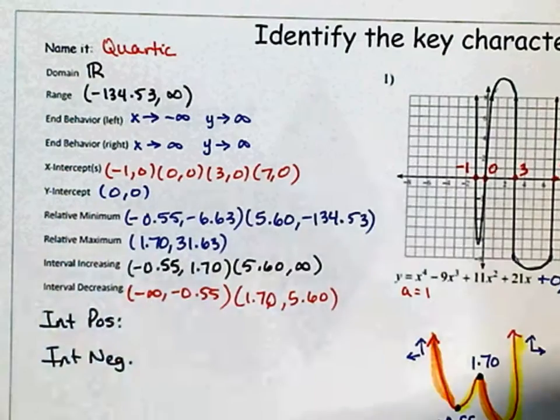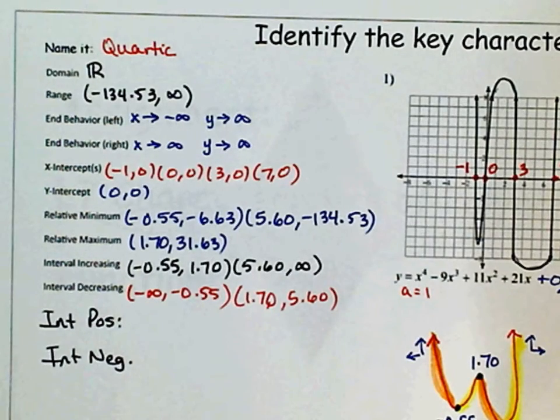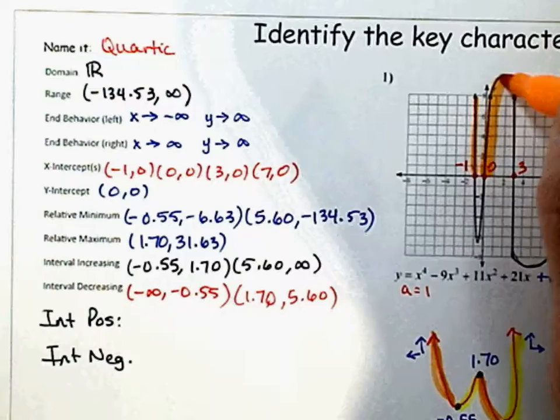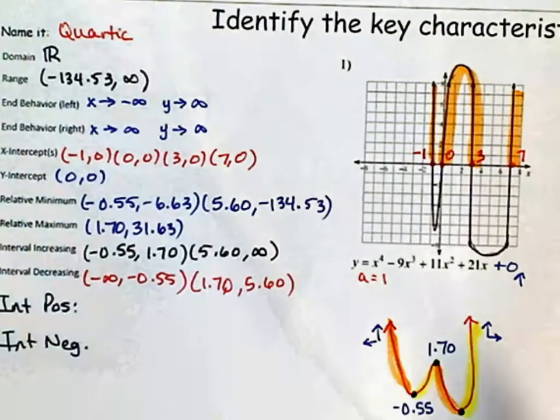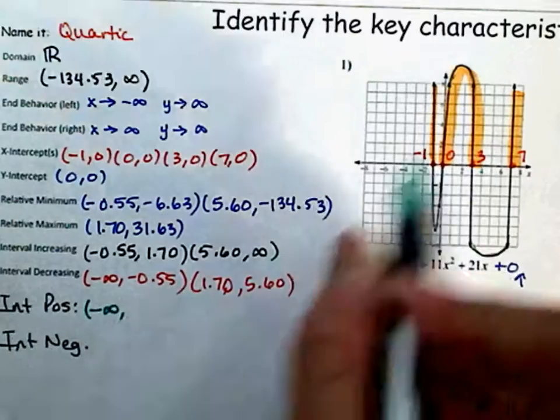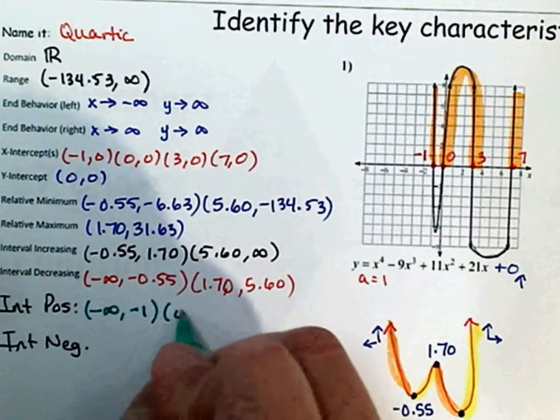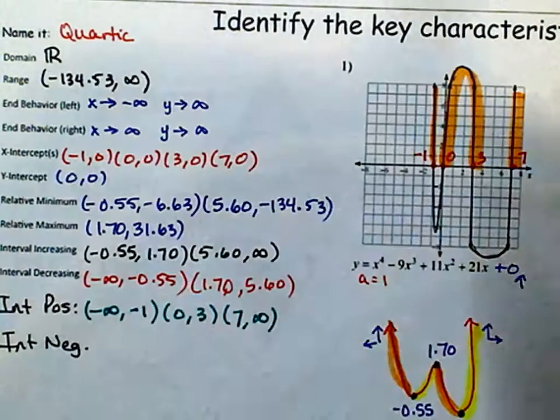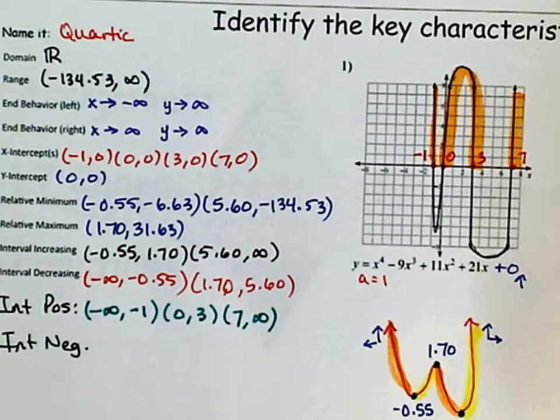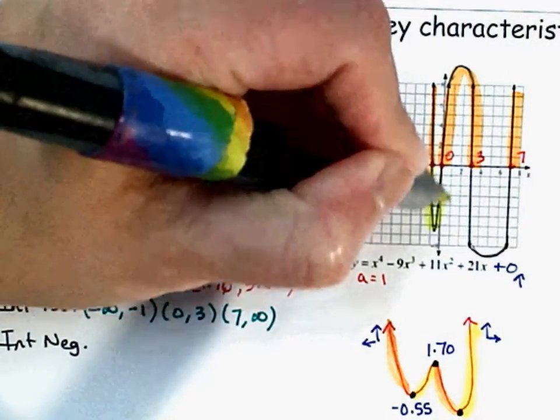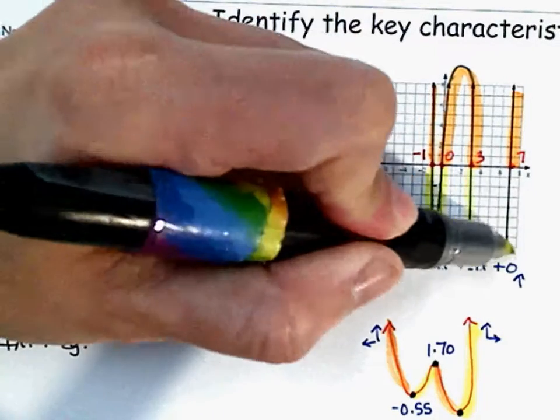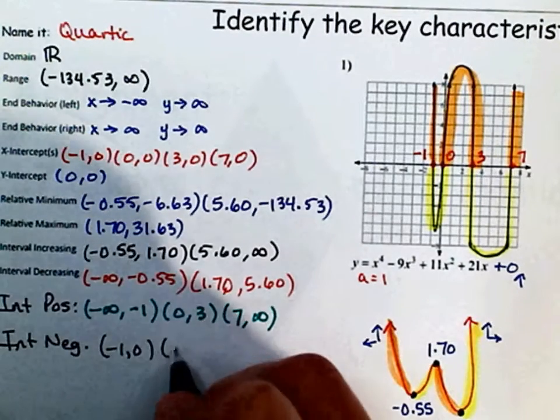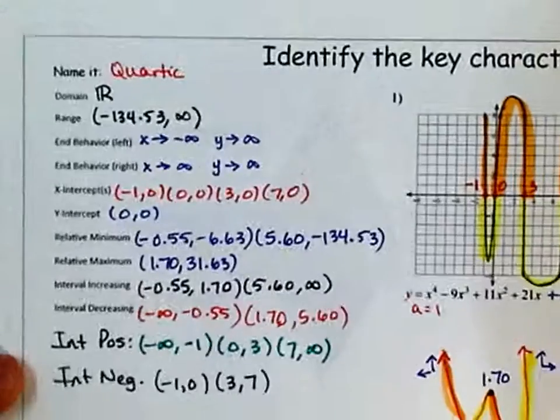All right, interval positive, that's everything above the x-axis. This one's above, from here to here is above, from here to here is above. Did you guys see that? So starting at negative infinity, stopping at negative 1, starting at 0, ending at 3, starting at 7, ending at positive infinity. All right? Interval negative, that's everything below your x-axis, starting at negative 1, going to 0, starting at 3, going to 7. Okay? So negative 1 to 0, 3 to 7. And there you have your key characteristics.